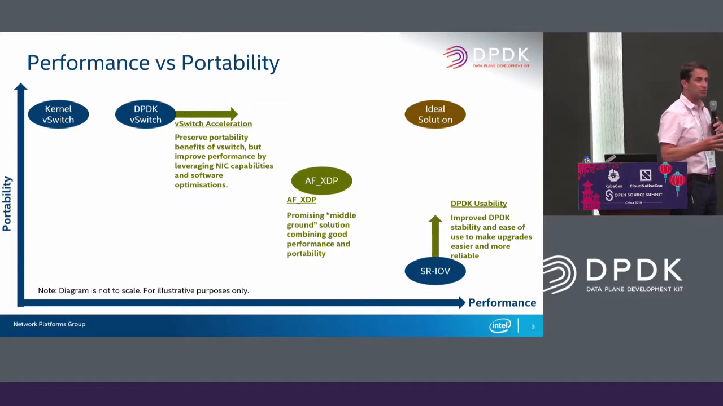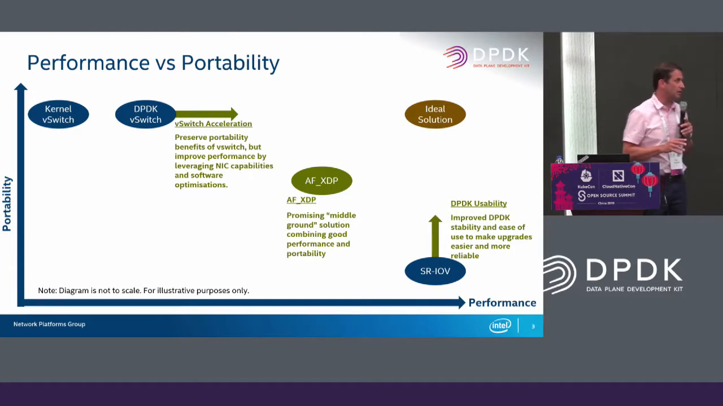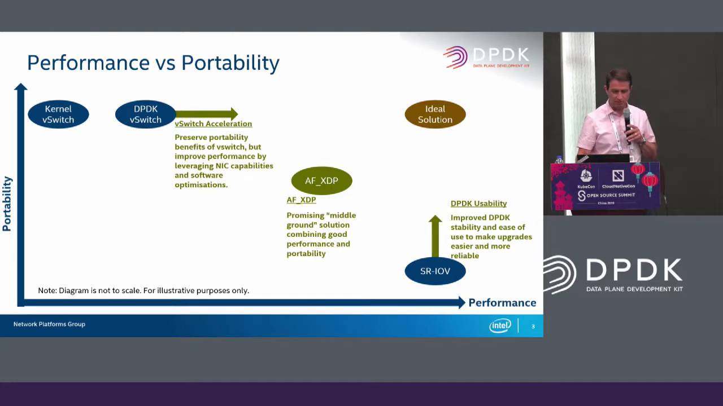And then the other option we've been looking at, which seems quite promising and sits somewhere in the middle in terms of both performance and portability, is AFXDP. So it's at a fairly early stage. It's not as mature by any stretch of the imagination as VirtIO. It doesn't give you as high a performance as SRIOV, but it seems like a promising balance between the two. So again, I'll talk about that a little bit in a couple of slides' time.